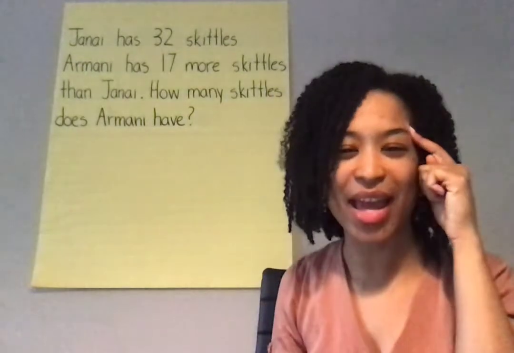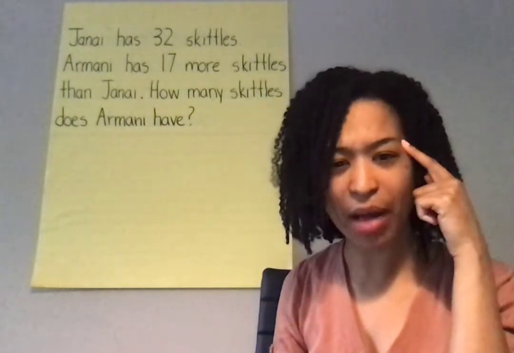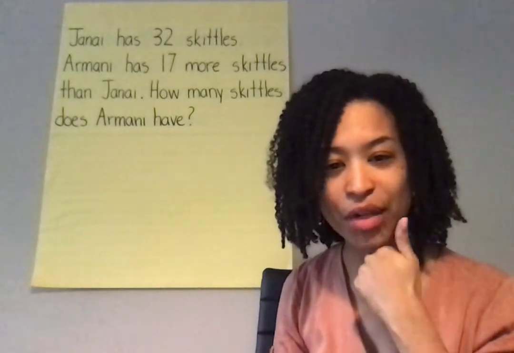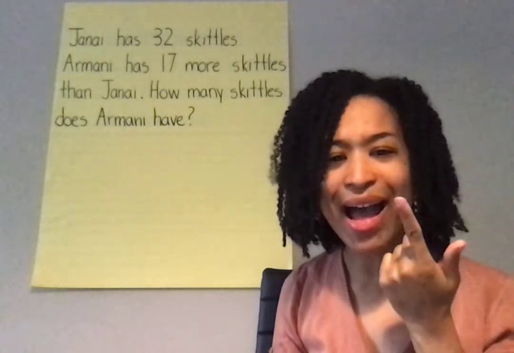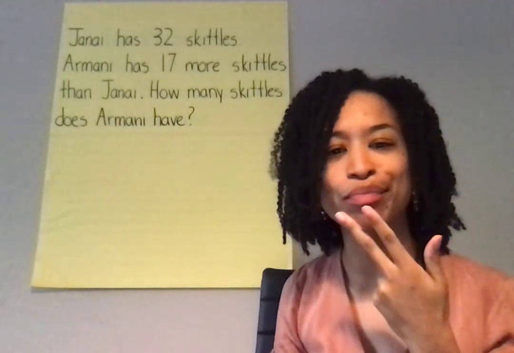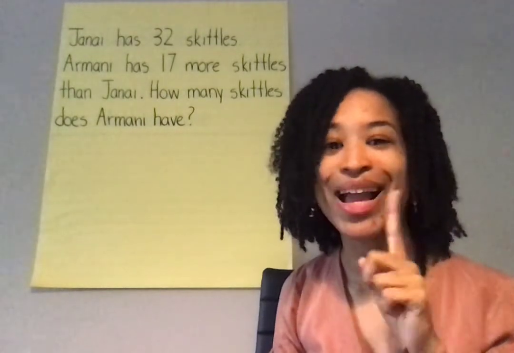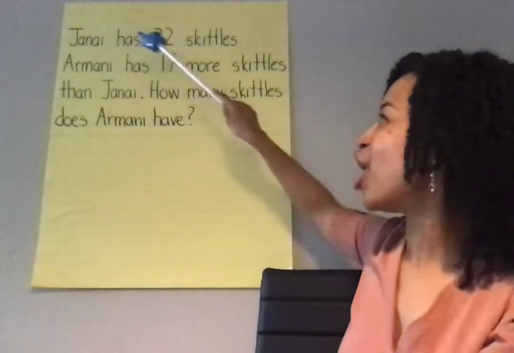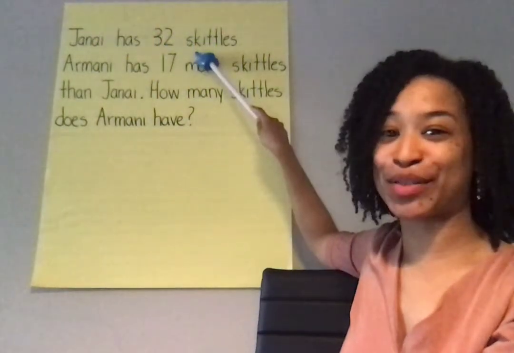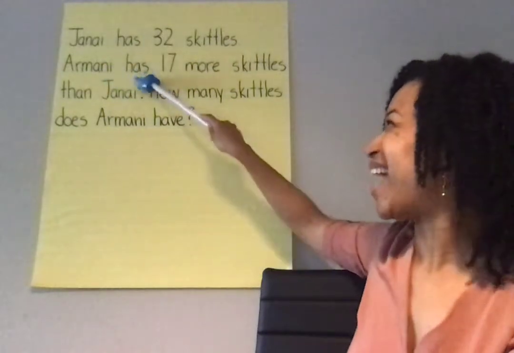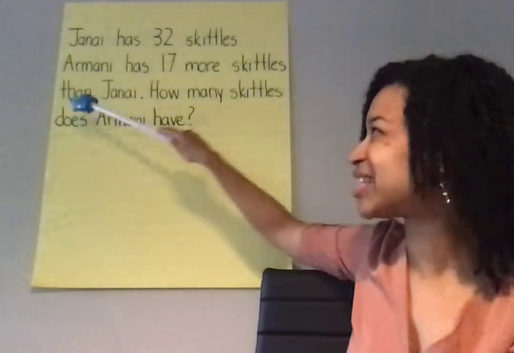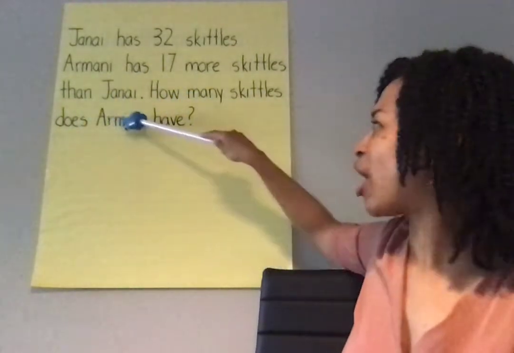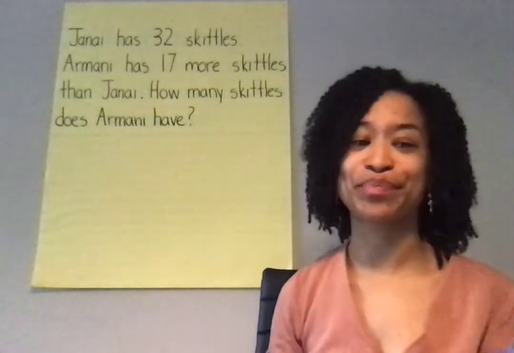I'm beginning to think, how am I going to solve this problem? Am I using groups and items inside of each group? Am I going to add or am I going to subtract? Let's read it one more time. Janai has 32 Skittles. Armani has 17 more Skittles than Janai. How many Skittles does Armani have?